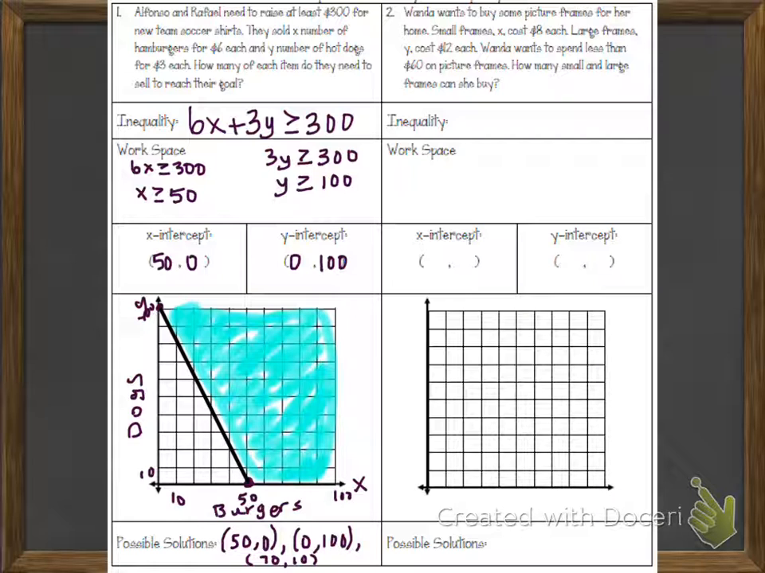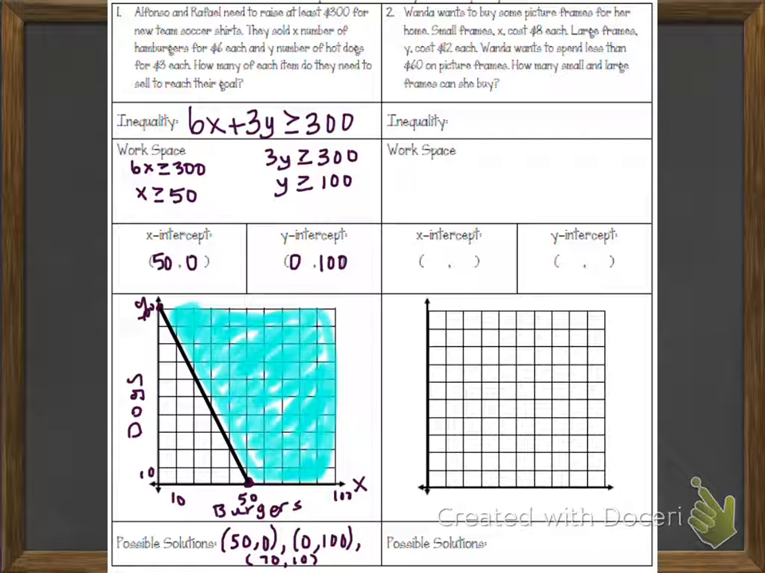So to find the x-intercept, that means y is going to be equal to 0 because you're moving horizontally, but there's no vertical change. So when you substitute 0 in for y, you end up with 6x is greater than or equal to 300. We divide by 6, so x is greater than or equal to 50. So the ordered pair would be 50 for your x value, 0 for your y value.